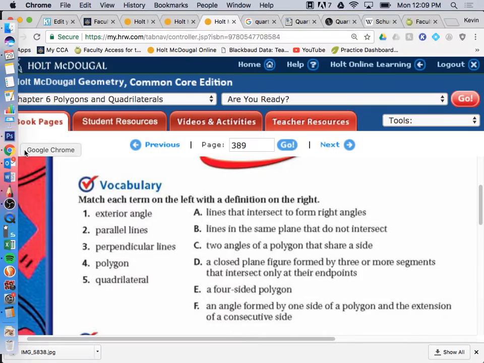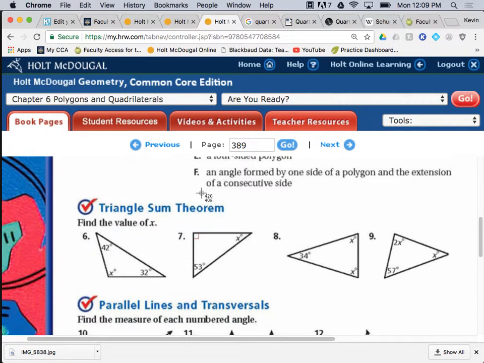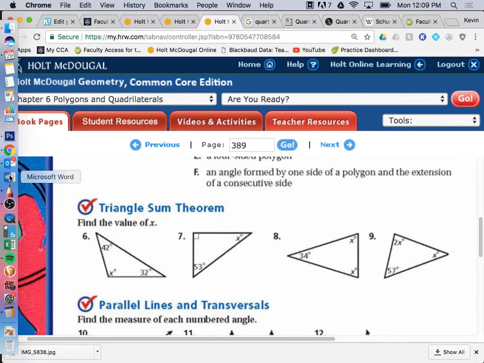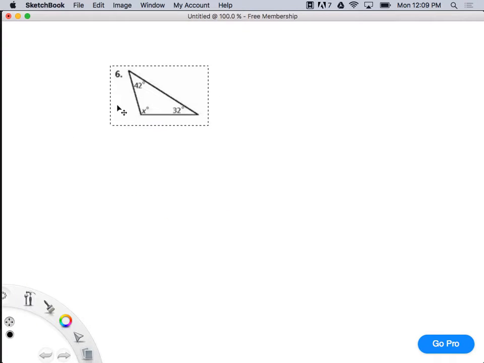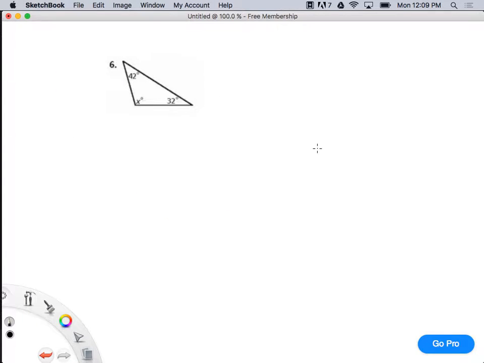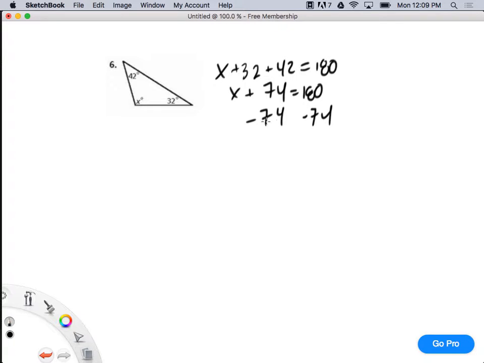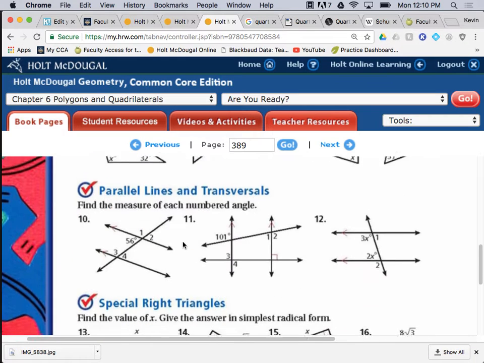Okay. So that's the "Are you ready?" And then here's just another question here. It says find the value of x. What do I know about the interior angles of a triangle? What do they add up to? 180. So I would do x plus 32 plus 42 equals 180, right? So x plus 74 equals 180, and then subtract 74. Does this make sense? x equals 106. Does that make sense, guys? Okay, so that's just a little bit, just to prep us.